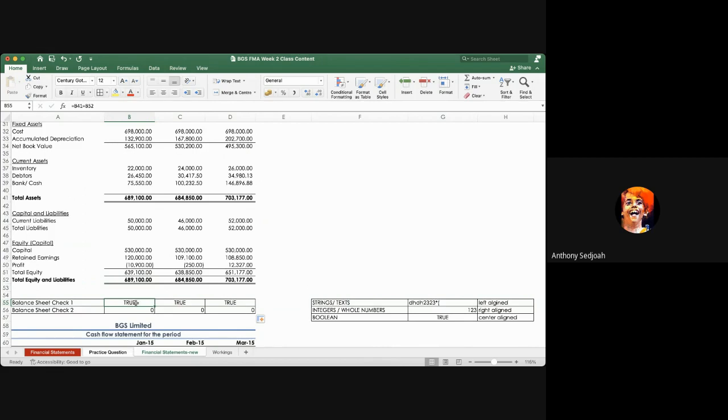A simple approach, which is equal to: is this cell equal to this cell? If it is, Excel will automatically display true. If it is not true, Excel will show you false.